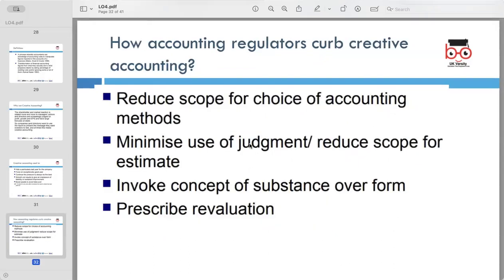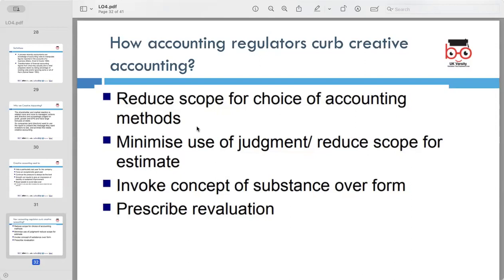So again, how do accounting regulators curb creative accountants? Accounting regulators implement various measures to mitigate the practices of creative accounting. Reducing scope for choice of accounting methods means regulators aim to limit the flexibility in choosing accounting methods, thereby standardizing reporting practices across industries. By minimizing the range of acceptable accounting methods, they seek to reduce the opportunity for manipulation.